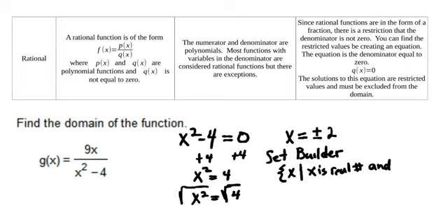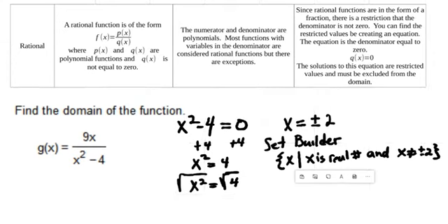and x is not equal to plus and minus 2. So any real number not equal to positive and negative 2. And that's because positive and negative 2 make the denominator 0, which makes the whole function undefined.